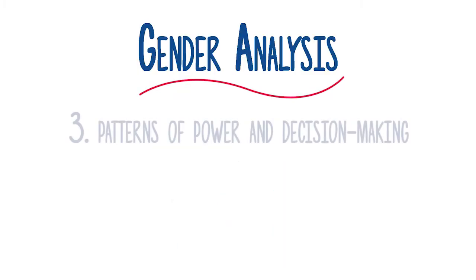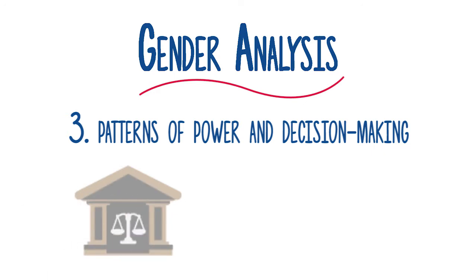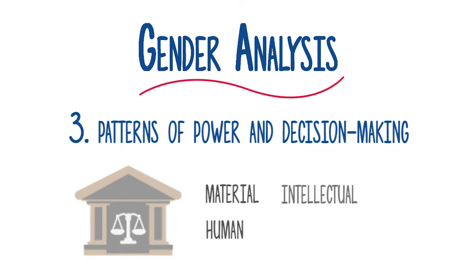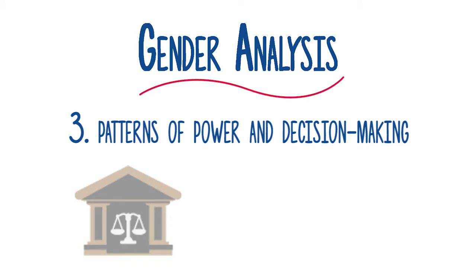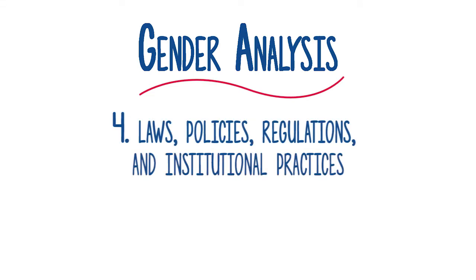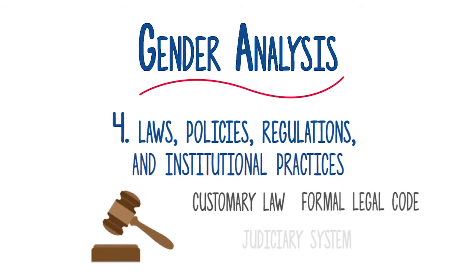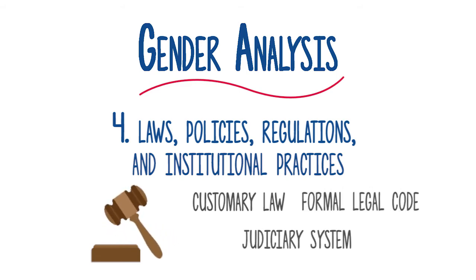The third domain is patterns of power and decision making, which look at the ability to freely decide, influence, control, and enforce material, human, intellectual, and financial resources in the family, in the community, and at the country level. The fourth domain is laws, policies, regulations, and institutional practices, which reflect how gender affects the way people are treated and regarded by customary law, the formal legal code, and the judiciary system.